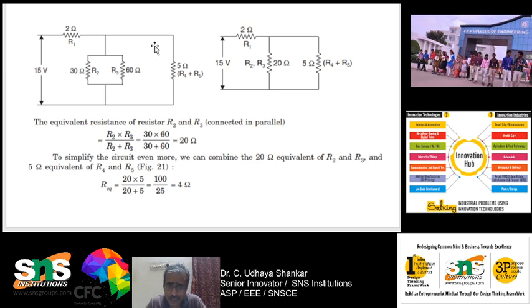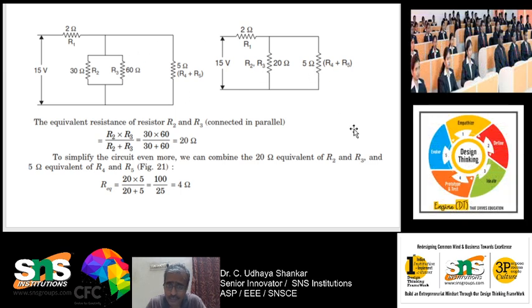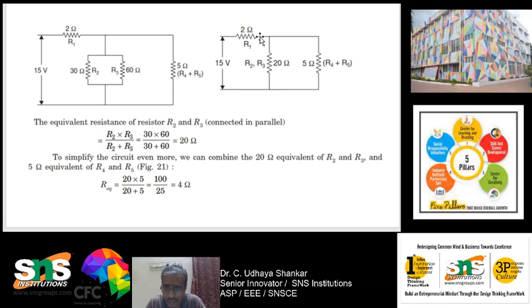Whenever the same current is flowing through that particular circuit, then it is connected in series. You can see that when this is positive and this is negative, from the positive supply the current crosses R1, after which it gets divided into two parts. So these are connected in parallel.